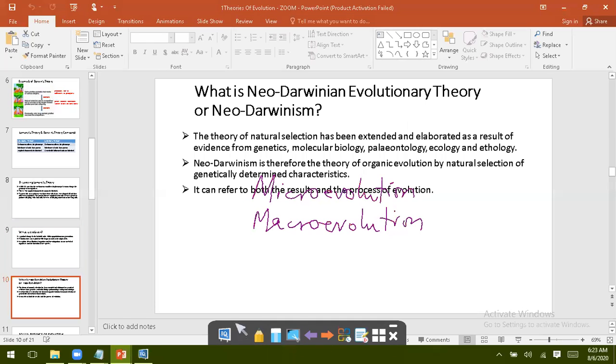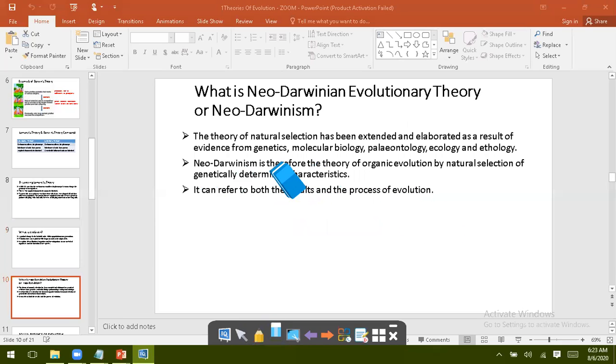All right. Neo-Darwinism is very straightforward. Just like neo-colonialism in history, Neo-Darwinism is the study of, do you know what Darwinian evolution theory is? The study of evolution based on the use of recently discovered information in science. So genetics, molecular biology, paleontology, ecology, ethology are all those areas of science that have contributed to making evolution understood better. So it's referred to as Neo-Darwinism.